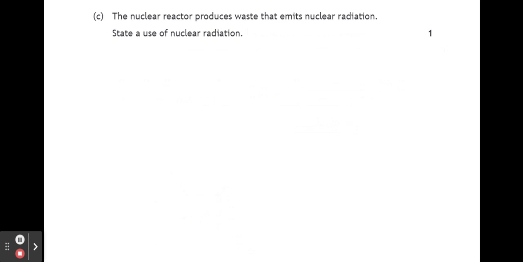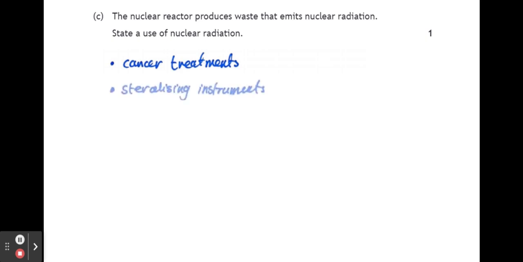C. The nuclear reaction produces waste that emits nuclear radiation. State a use of nuclear radiation. Well, there are a whole range of different things you could use here. Cancer treatments, using radiation to kill cancer cells. Sterilizing instruments, using radiation to kill bacteria on medical instruments. Radioactive tracers, injecting somebody with a radioactive isotope, which then emits radiation that can be detected outside the body and be used to trace the body systems, the circulatory system or the digestive system or whatever.